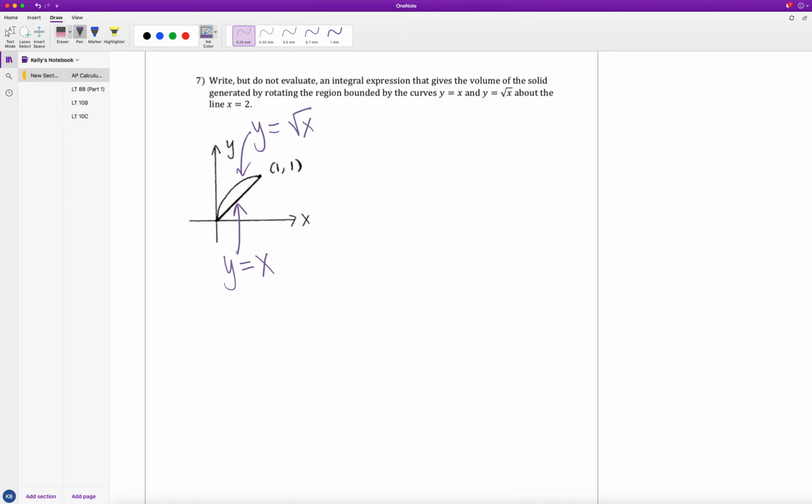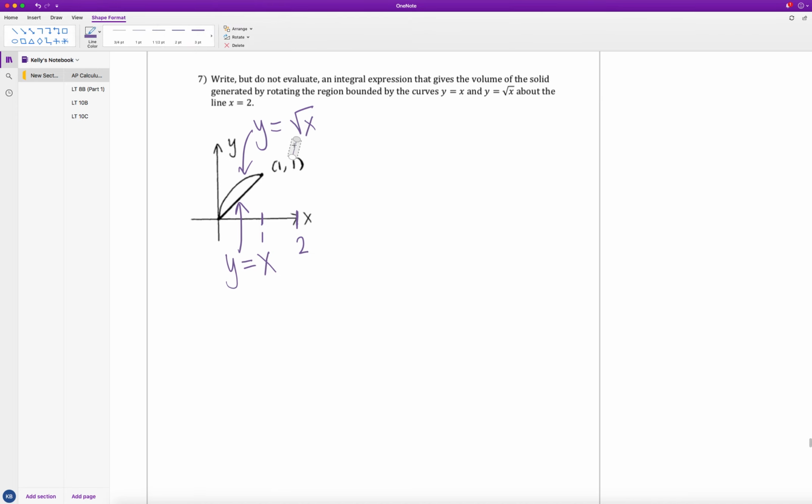They're asking us to rotate this about the line x equals 2. Well, x equals 2 is a vertical line, and if I look at this, this graph stops at 1. I'm rotating about something that is way over here at 2. So if I insert my axis of revolution right now, I'm going to have an axis that is not touching the region I'm rotating at all. Let me change the color so we can see a little bit better.